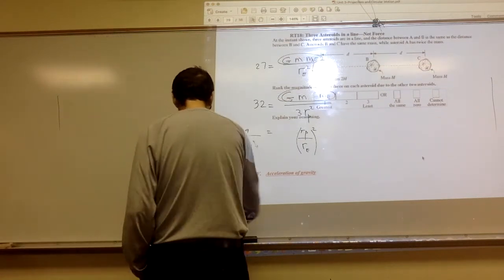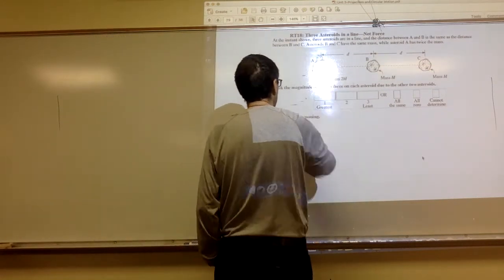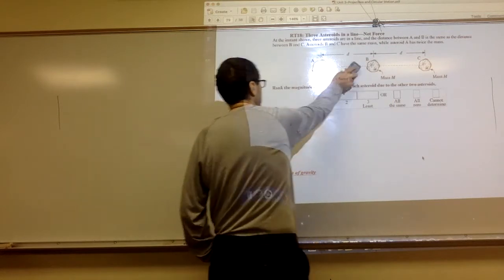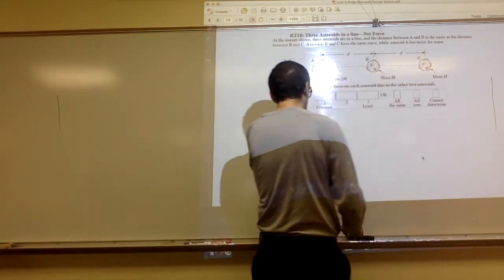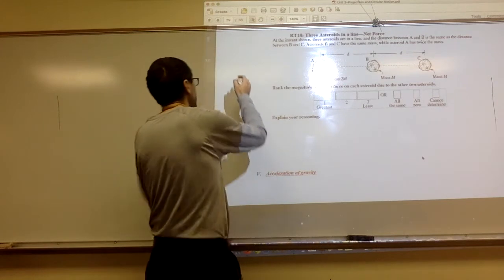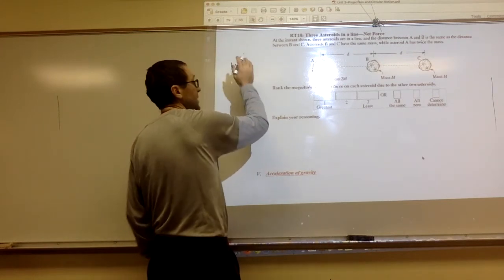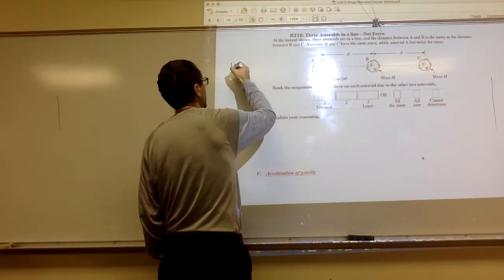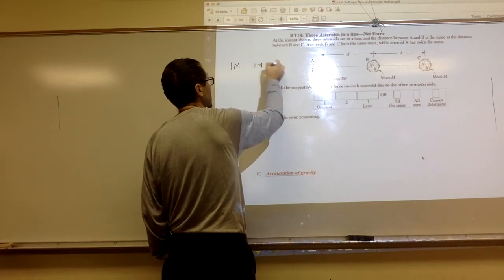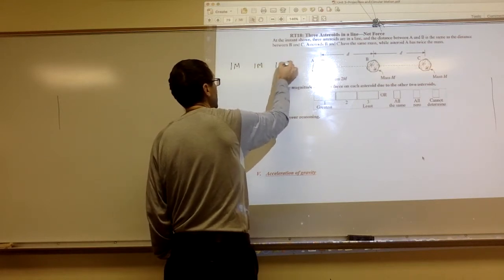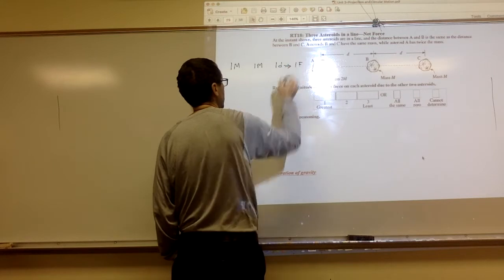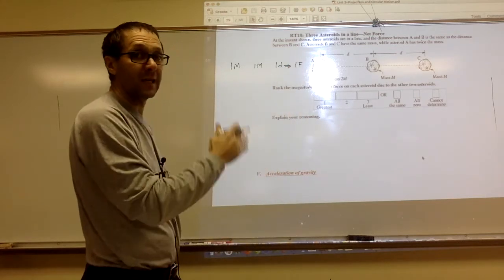Okay. This RT18 talks about the net force on each object, and we need to compare them. Now, the way I deal with this is I say, you know what? I'm going to set a standard. When I have one mass interacting with another mass and the distance between them is 1d, the resulting force is 1F. And I'm going to base everything on that.